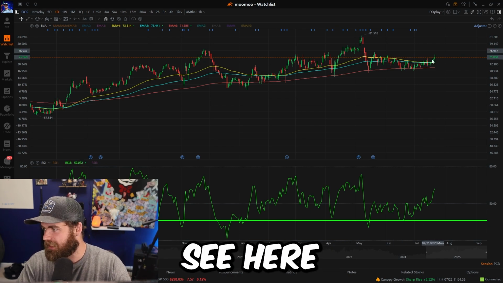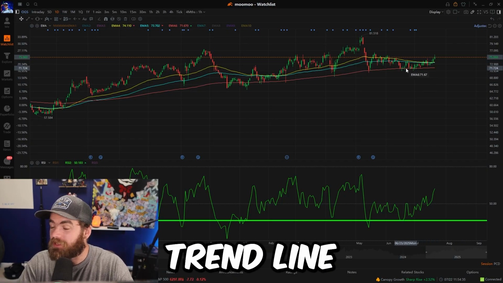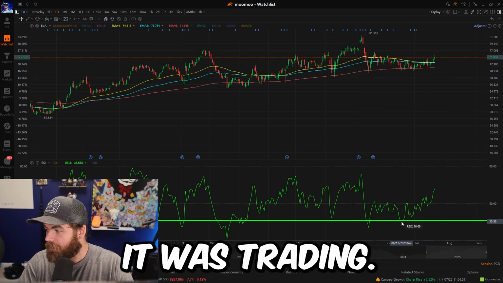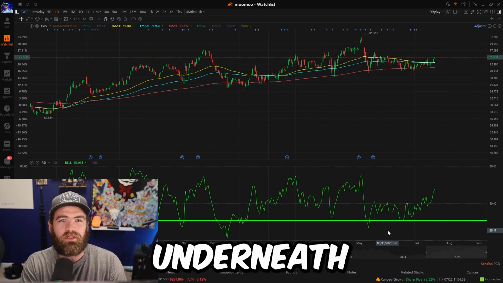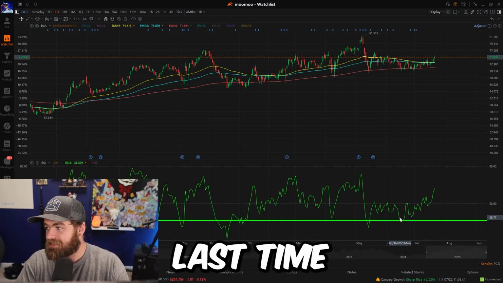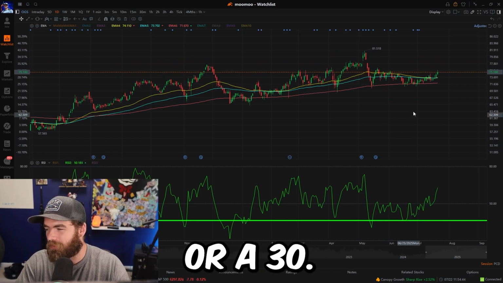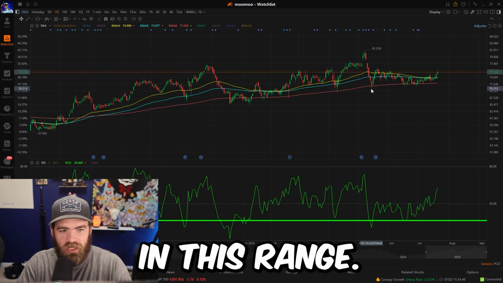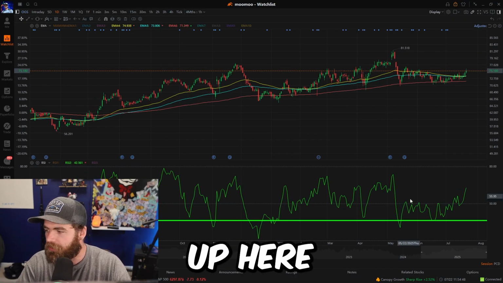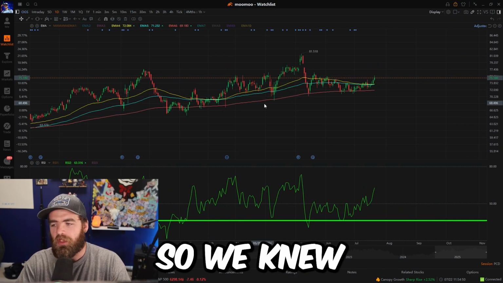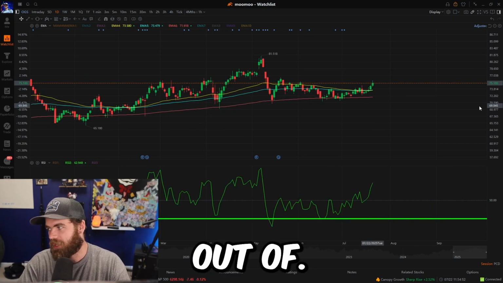So you guys can see here where it was hitting that trend line and moving average line, it was trading for a 36. So it's definitely underneath that 40 mark, which the last time it was trading for a 40 or a 36 was back in this range. And we saw a good little pop up here. Previous to that was in here. So we knew we could get some buying pressure out of this play.